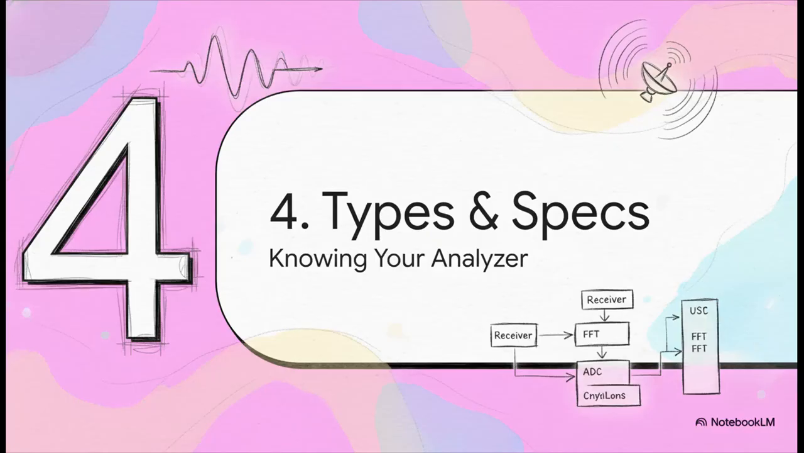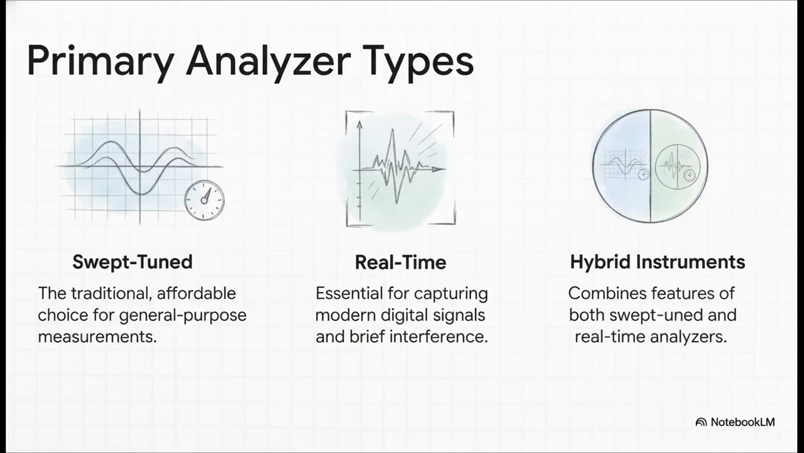All right, so as you might have guessed, not all spectrum analyzers are created equal. Let's talk about the main types you'll run into and the key specs that tell you what each one is good at. So you've got your classic swept-tuned analyzers. These are the traditional workhorses, great for all kinds of general-purpose stuff. Then you have real-time analyzers. These are essential for catching really fast, fleeting signals, like modern Wi-Fi or a quick burst of interference that would otherwise be missed. And of course, there are hybrid models that try to give you the best of both.